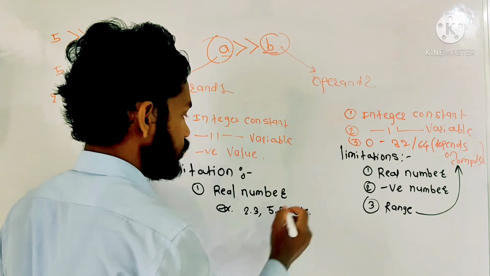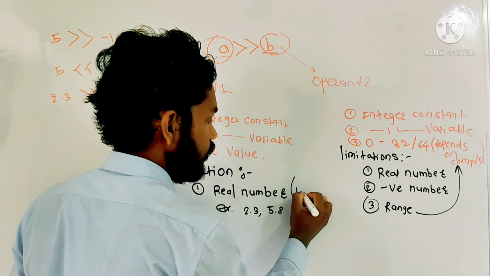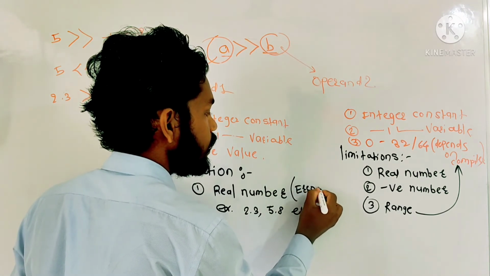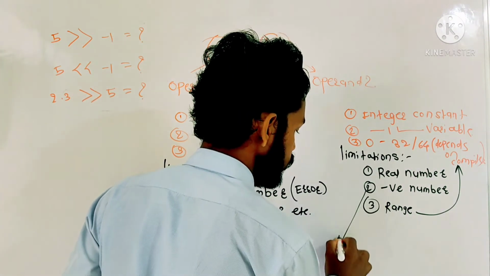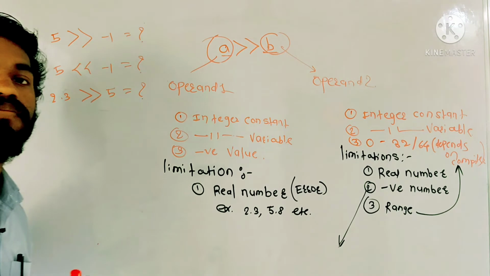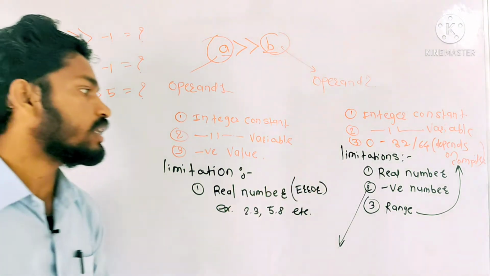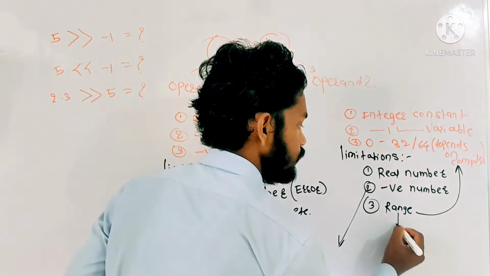If I try to use a real number, we will get an error, a compile time error. Then what about the negative number? Before talking about the negative number, we will talk about range.